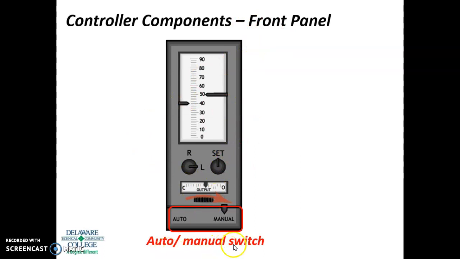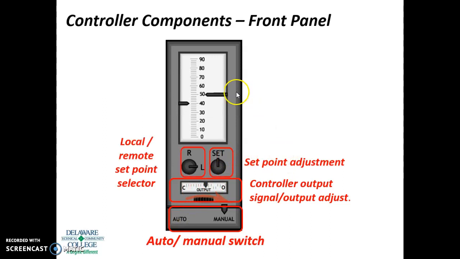So you have an auto to manual switch. This is when the controller is in either of these two types of modes. Manual is when you control it. You adjust the output, and that would be the valve, more than likely a control valve. Or automatic, and then the controller itself controls the output here.